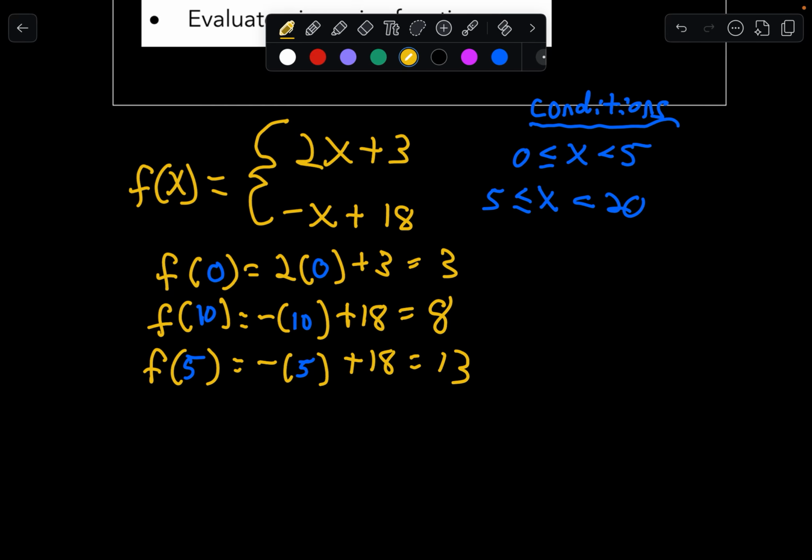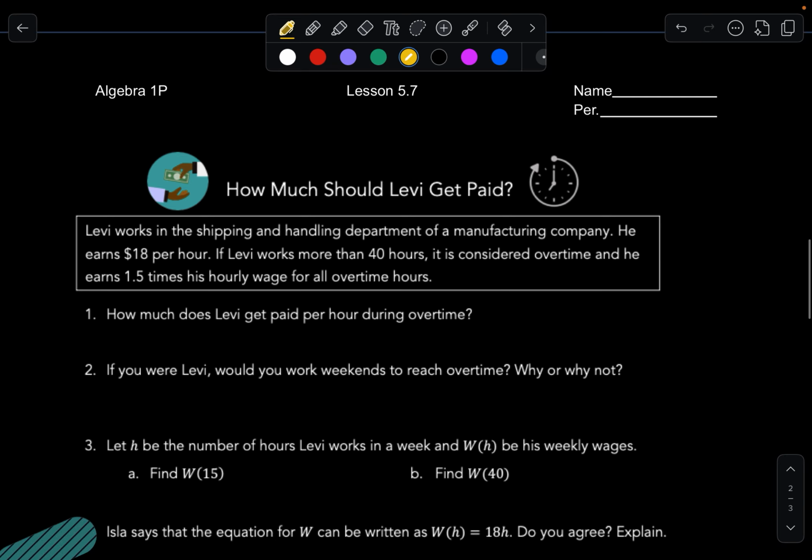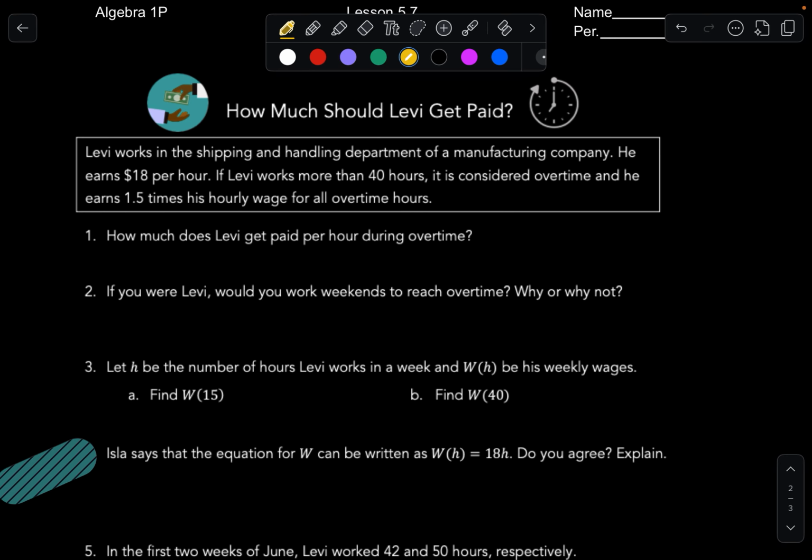So here we go. Levi works in the shipping and handling department of a manufacturing company. Specifically, he works in his dad's company, the Strauss Jean Company. Yes, they named the jeans after him, Levi Strauss. So he earns, here's the key, $18 an hour, which would be considered below minimum wage, I believe, nowadays. But it's $18 per hour.